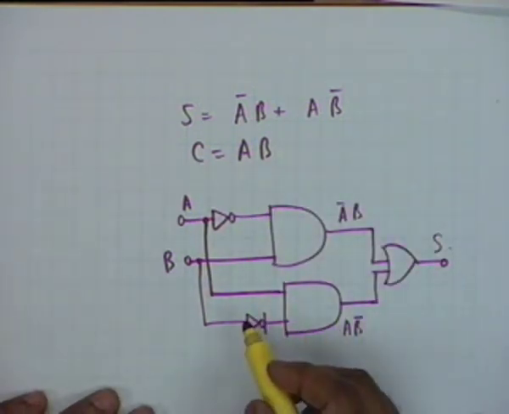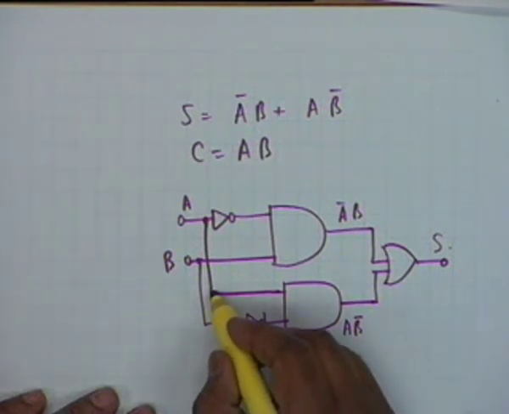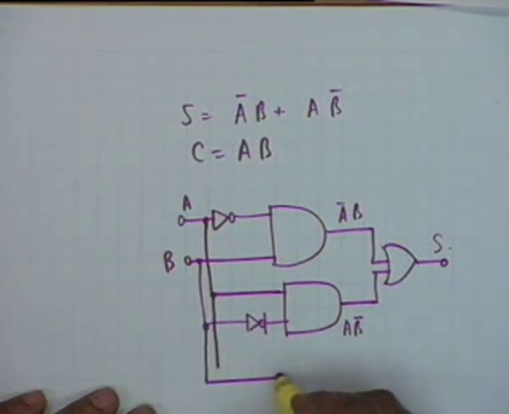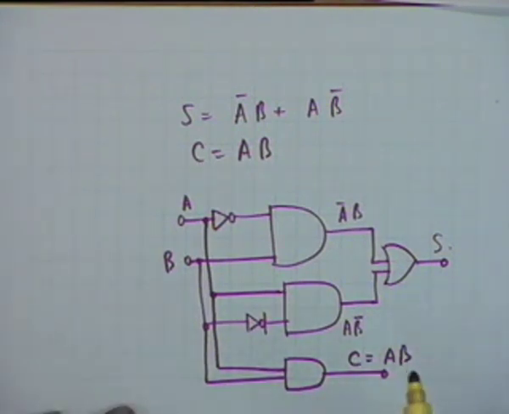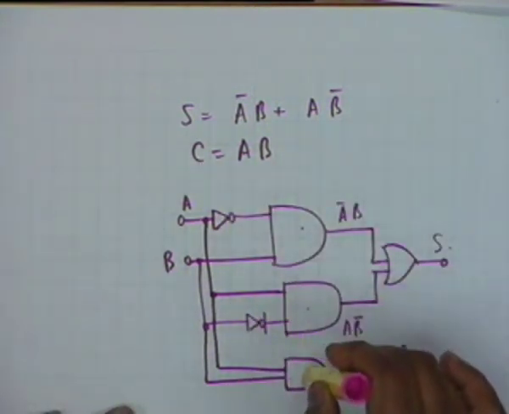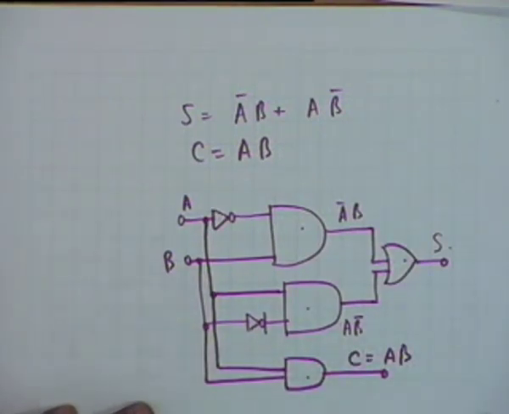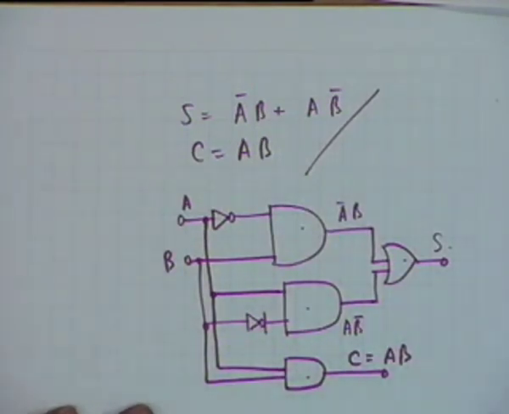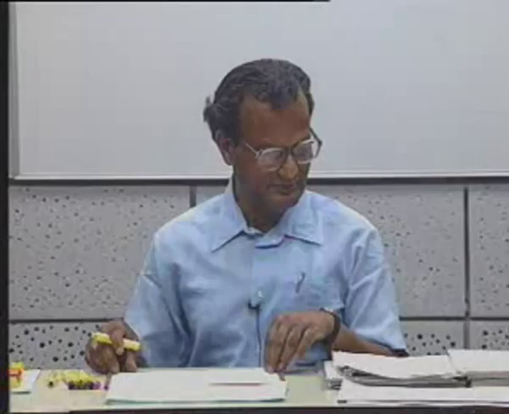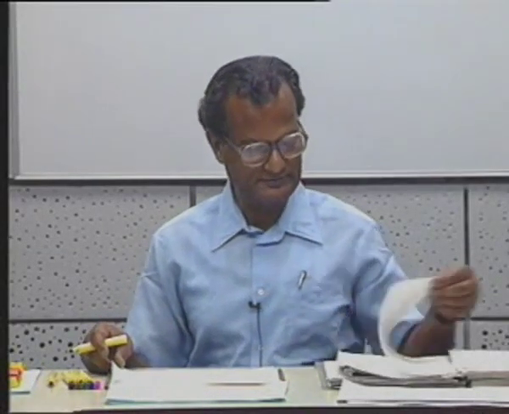C, as you see, is simply AB, and therefore what I require is another AND gate, and this is C equal to AB. How many gates are we needing? 1, 2, 3, 4, 5, 6. All right. This is the simple synthesis, starting from this simple-minded approach. Well, in synthesis also, one asks the question, can you get a simpler form? Well, a simpler form is possible, as we shall see now.